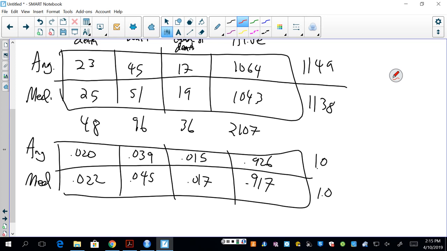And once you put in these percentages, that doesn't look too different, right? To me, it doesn't look too big of a difference. A little bit of a difference there, but still pretty small. Now we're going to calculate the chi-square statistic.